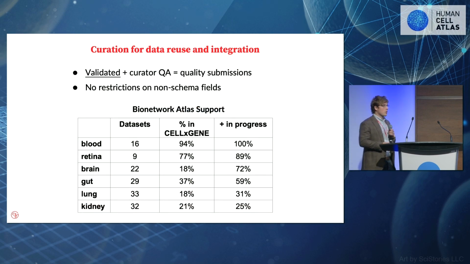One of the things that's really important to us is supporting the Human Cell Atlas. What we're showing in this chart is the fraction of data sets that we've been able to compile in CELLxGENE or are actively working on for HCA bionetworks in the first phase of the integration efforts. You can see that in some of the tissues we're doing quite well. We either have the data sets in CELLxGENE or in progress for all of blood, and we're doing well in retina. And there are other cases where there's still work to be done.